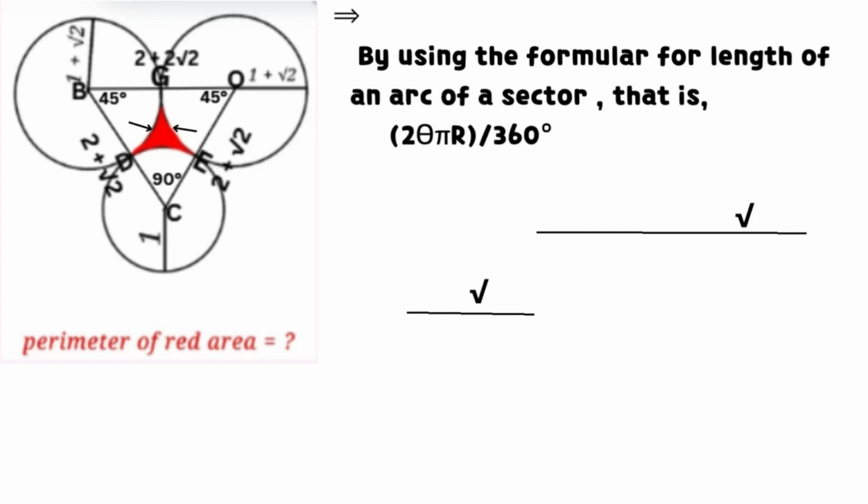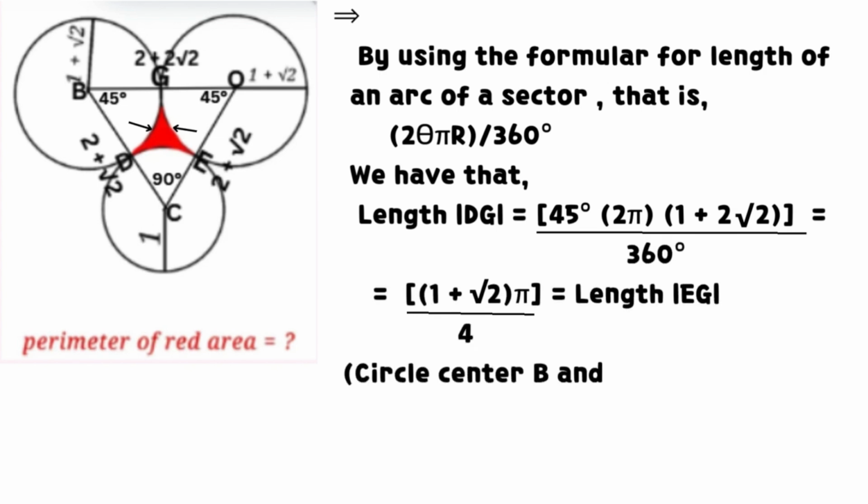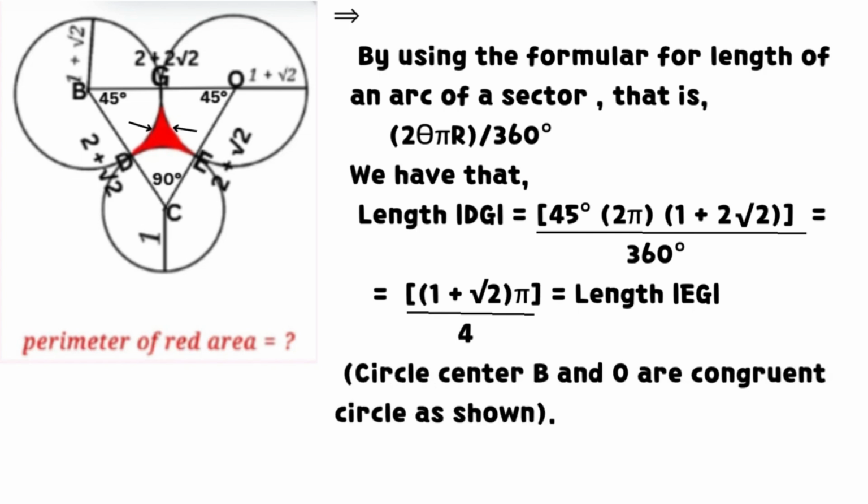By using the formula for the length of an arc of a sector, that is 2 times the product of θ and π times r, all divided by 360 degrees, we have that the length of curve DG equals 1/4 the product of π and the sum of 1 and the square root of 2, which equals the length of curve EG. After simplification of substituted values, it is because circles with center B and O are congruent circles as seen in the figure shown on the screen.